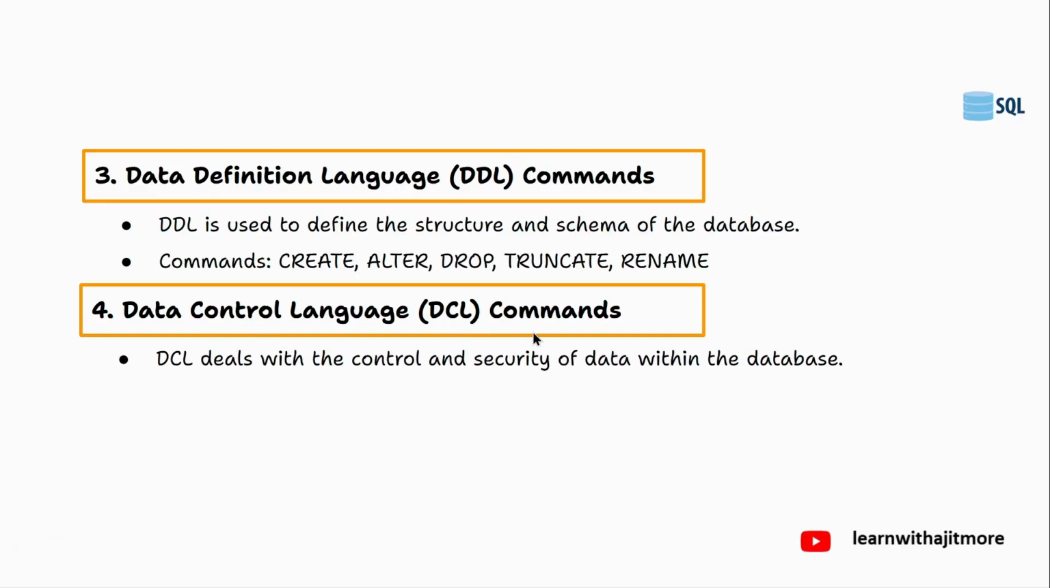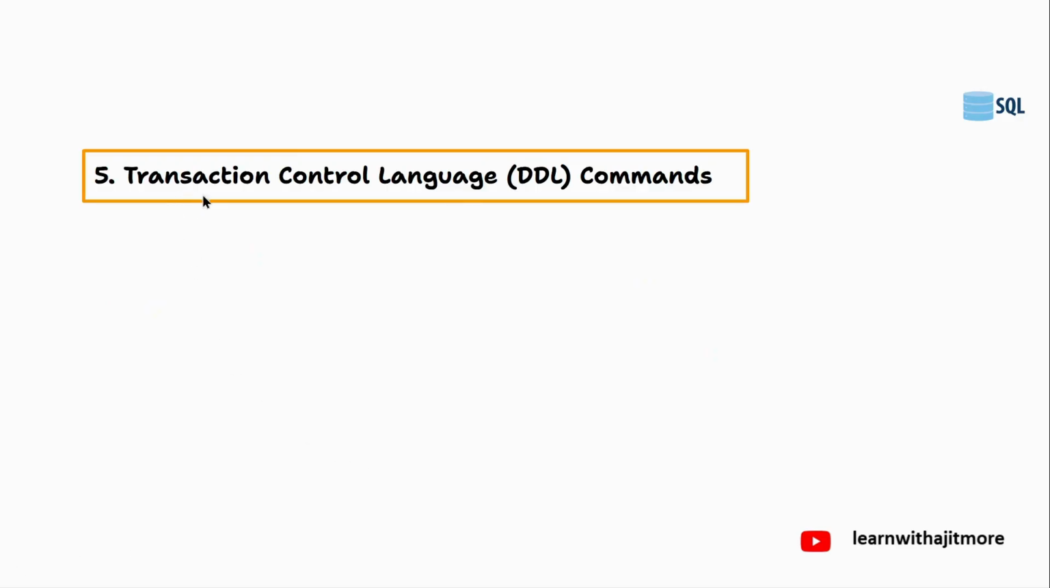So they all come under this data control. So it deals with control and security. Security means authenticating, correct? And giving the privileges, that is control, authorization. So in that, commands like grant, revoke, all this come. Then comes transaction control language.